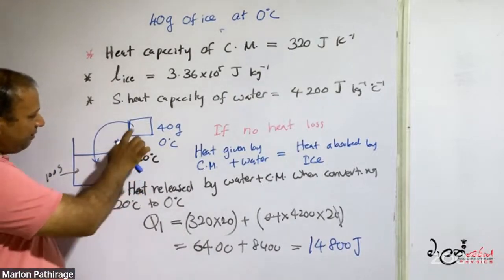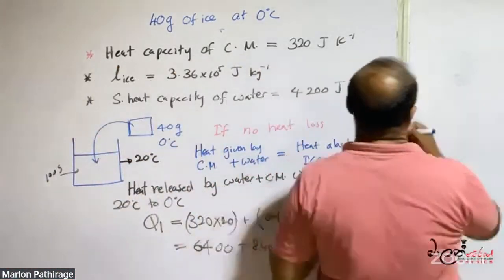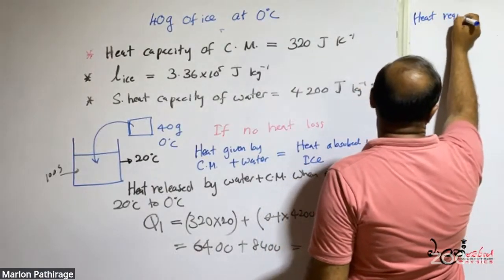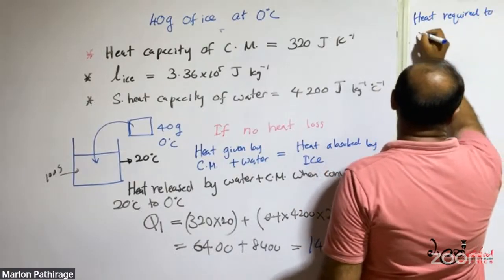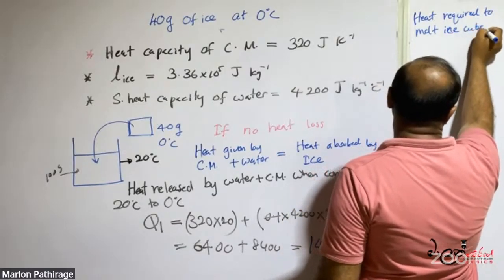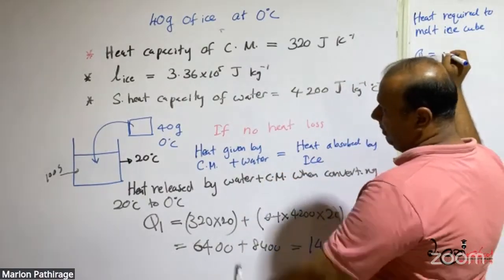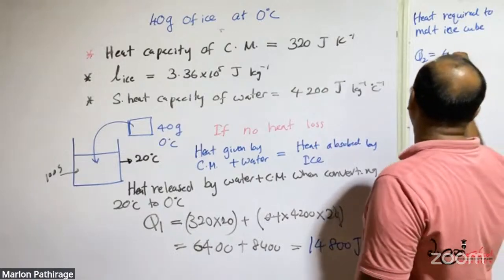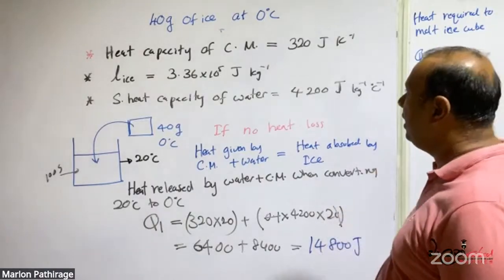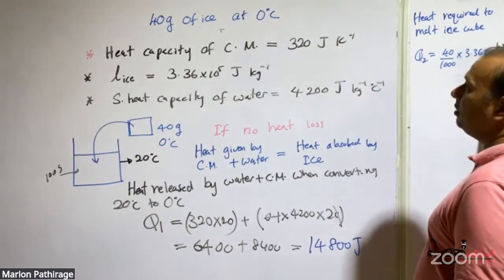Now let's see the heat needed to melt the ice cube. The heat required to melt the ice cube, Q2, is m times L. Here m is 40 grams, times L, which is 3.36 times 10 to the power 5.